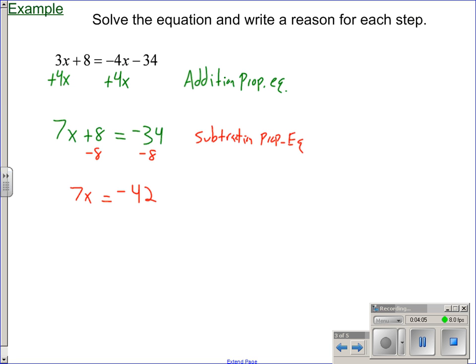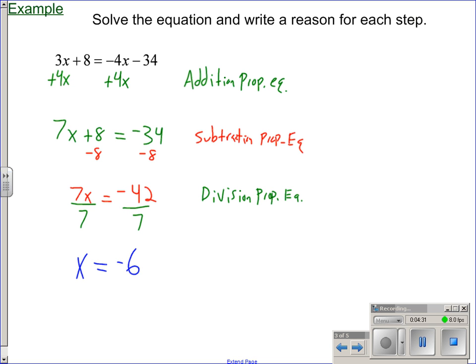And now the last step in solving for x would be to divide by 7. But you're doing the same thing on both sides, so we're dividing both sides by the same number. Division property of equality. And when we do that step, we get x equals negative 6. And that's our answer.